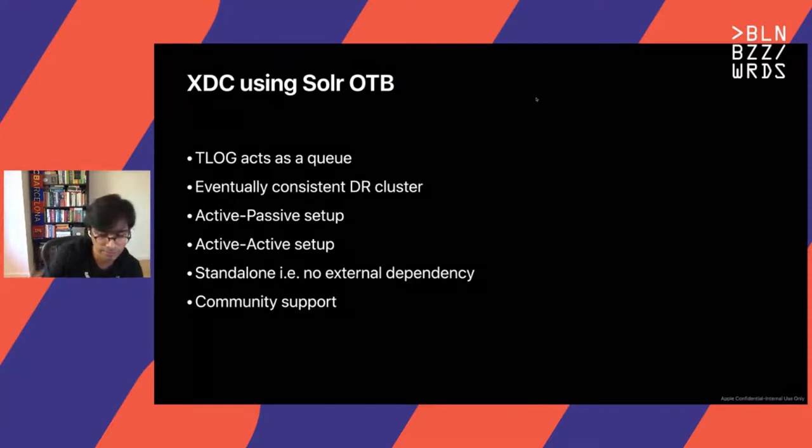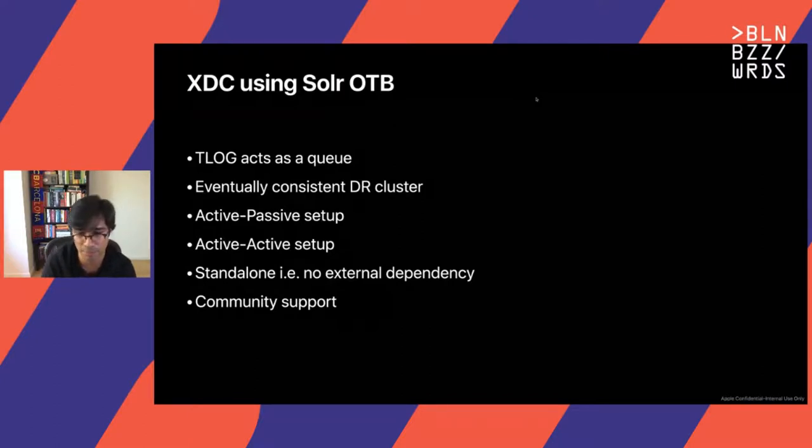So in that diagram, what we see is that the transaction log basically is acting like a queue, because everything that's indexed locally is going into the transaction log, getting buffered there, and then being read by the thread that's responsible to send out all of these updates to everyone who's supposed to be replicating. And we do get an eventually consistent DR cluster that supports both active-passive and active-active setups, but with a bunch of caveats, especially because the versioning in Solr CDCR relies on clocks. And so if you have data centers with clocks out of sync, that might be complicated or scary.